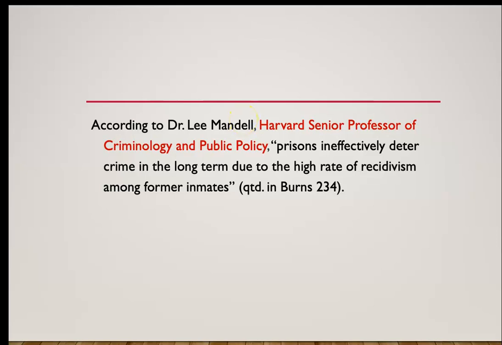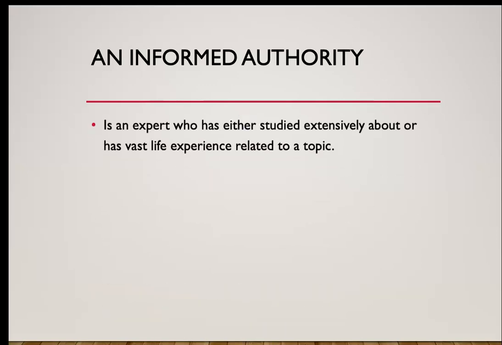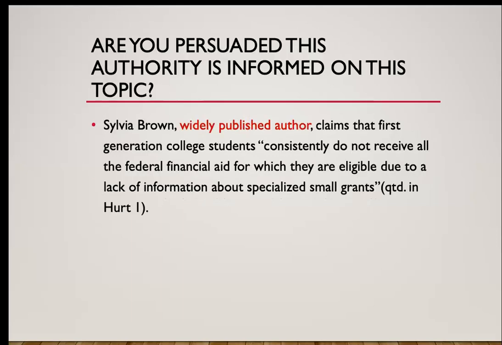So this is an example of a nice attribution of the source of information so that we know that the testimony is authoritative. So an informed authority is either an expert who has studied extensively about the topic or has vast life experience related to it. To qualify as an informed authority, the expert must provide testimony on the specific topic of their expertise. So if you had somebody that studied child development and they were talking about how to build an amusement park, that's not really matching up, right? She's not an expert on that. So here's what we have.